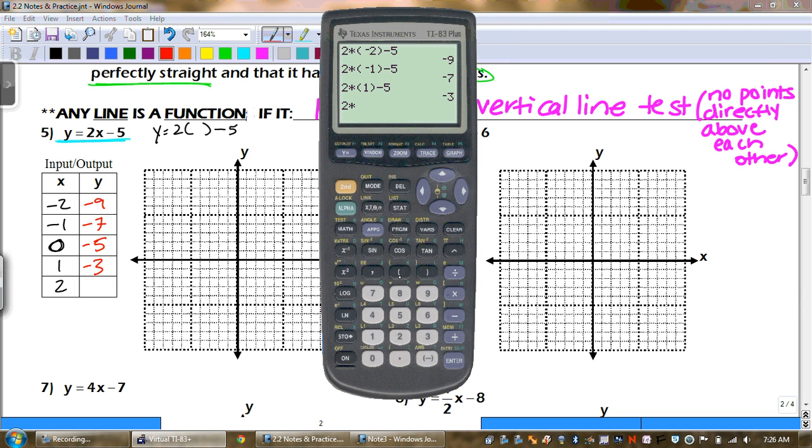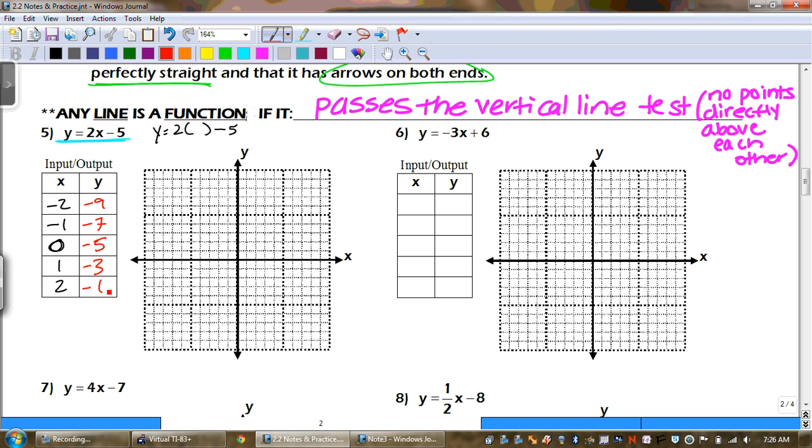2 times, we're plugging in 2 minus 5 gives us -1. Okay? So now, we take those and we turn it into a line. Okay? -2, -9 right there. -1, -7. 0, -5. 1, -3. 2, -1. And if you look at that, does it make a perfectly straight line? You bet your keister it does.